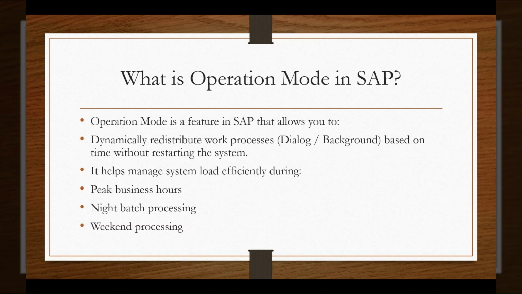When I have more dialogue users, I can use more dialogue work processes, and when the number of dialogue users decreases, I can decrease the dialogue work processes and increase the background, so that the background jobs can be run and finished during the off hours. Okay, so this type of mechanism is called operation mode in SAP.